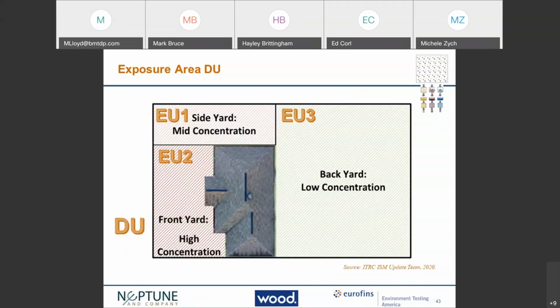Where you have the entire residential property, that is considered the DU. We want that because we're going to evaluate if there's a risk to those particular residents that might live on this property. Now, EUs are broken up within this larger DU because you might want to consider, okay, we know that there are small children in this house that like to play in the backyard. We want to evaluate their exposure risk, and that's a little bit different.